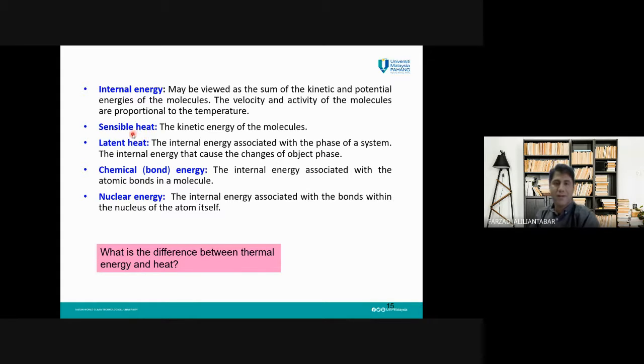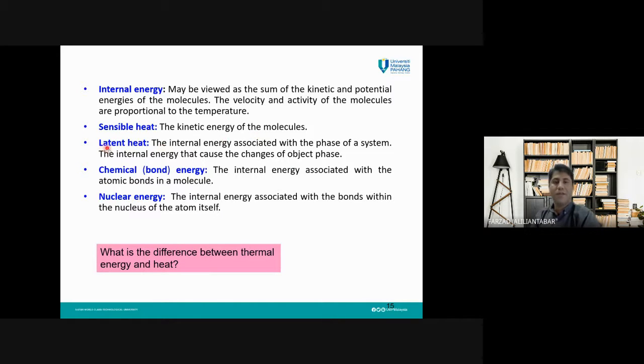The other definition you need to know is sensible heat. The kinetic energy of the molecules is sensible heat. Why do we call that sensible heat? Because the kinetic energy of the molecules shows up as a change in the temperature of the substance.